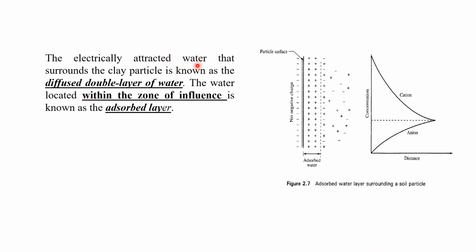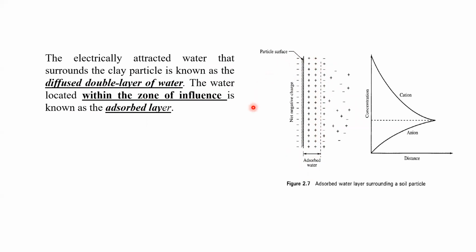The electrically attracted water surrounds the clay particles. See, negative charges are there, positive charges are there. This positive charge is nothing but the H ion, right? So both are attached together. This is known as the diffuse double layer of water. So this layer we can call the diffuse double layer of water. The water located in the zone of influence is known as the adsorbed layer. So you can see this zone is called adsorbed water, right?